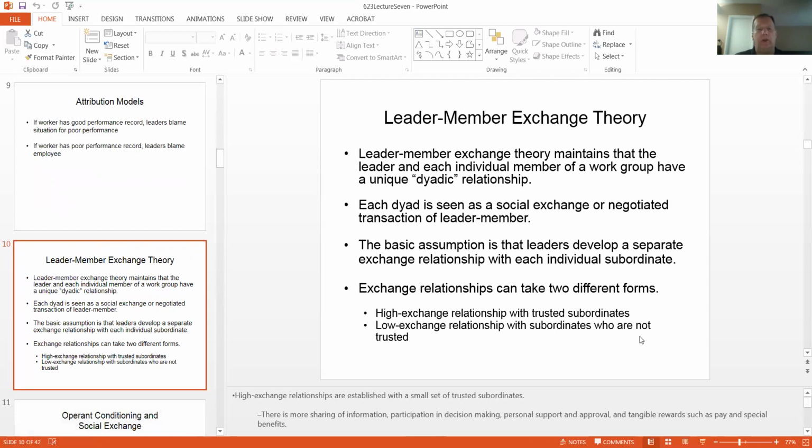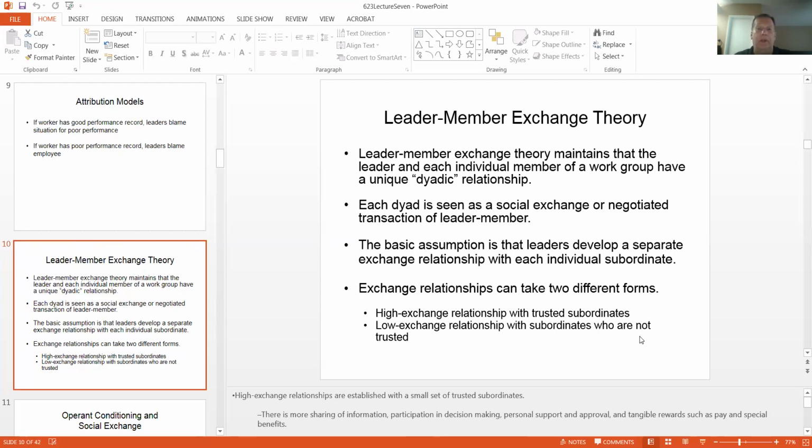So in leader-member exchange theory, we assume that leaders develop unique relationships with each one of their employees. Each one of these relationships is dyadic. It basically is what we call a dyad. So a dyad is a unique relationship between the leader and the employee. So each leader and each employee will form this dyad. The dyad is a social exchange that goes on between the leader and the member.